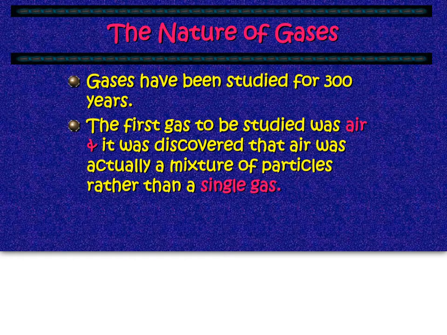So we're going to start with the nature of gases. Okay, we know that gases are one of the states of matter. They've been studied for a really, really long time, over 300 years or so. And the first gas that was studied was air, which is obviously very prevalent around us, right? That's what we need to breathe. And it was discovered that air was actually a mixture of particles instead of a single gas. So air is made up of things like oxygen and nitrogen and hydrogen and a lot of the different elements that we know of to make up what we breathe.